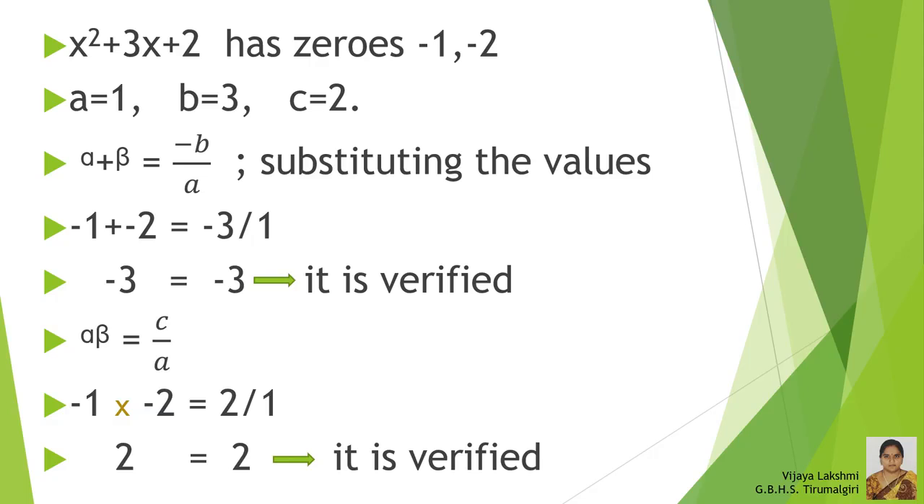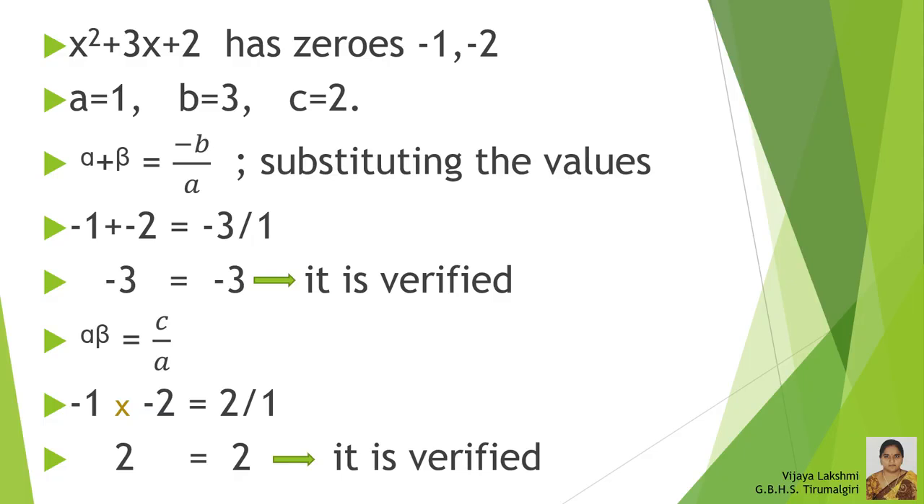Now comparing it with the general form, a value is equal to 1, that is coefficient of x square, and the coefficient of x is 3, so b is equal to 3, and the constant is 2, so c is equal to 2. Now alpha plus beta is equal to minus b by a. So on the left hand side substitute the values for alpha and beta, and on the right hand side we substitute the values for b and a. Minus 1 plus minus 2 is equal to minus 3 by 1. So minus 3 is equal to minus 3. So your first condition is verified.